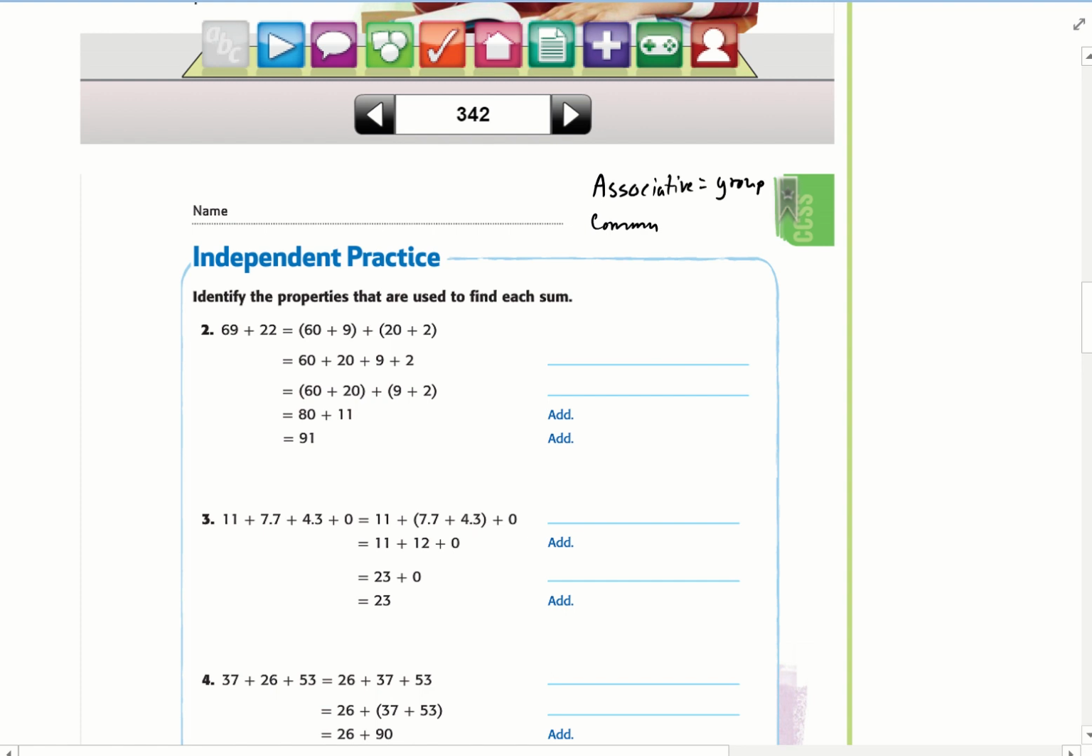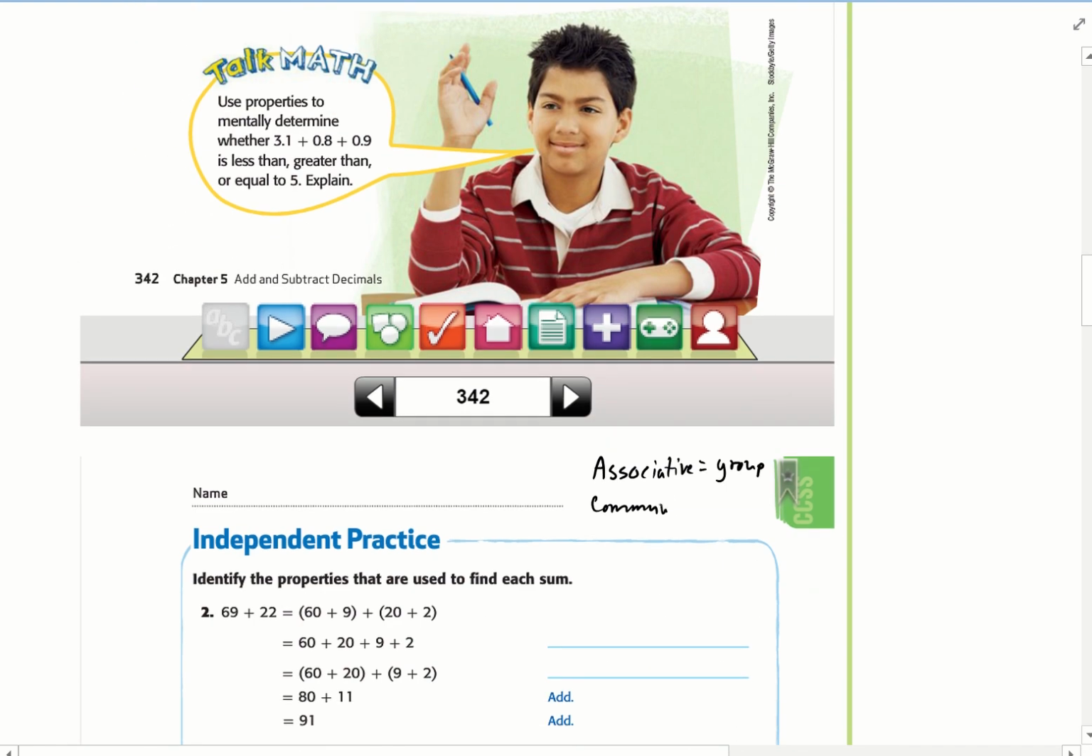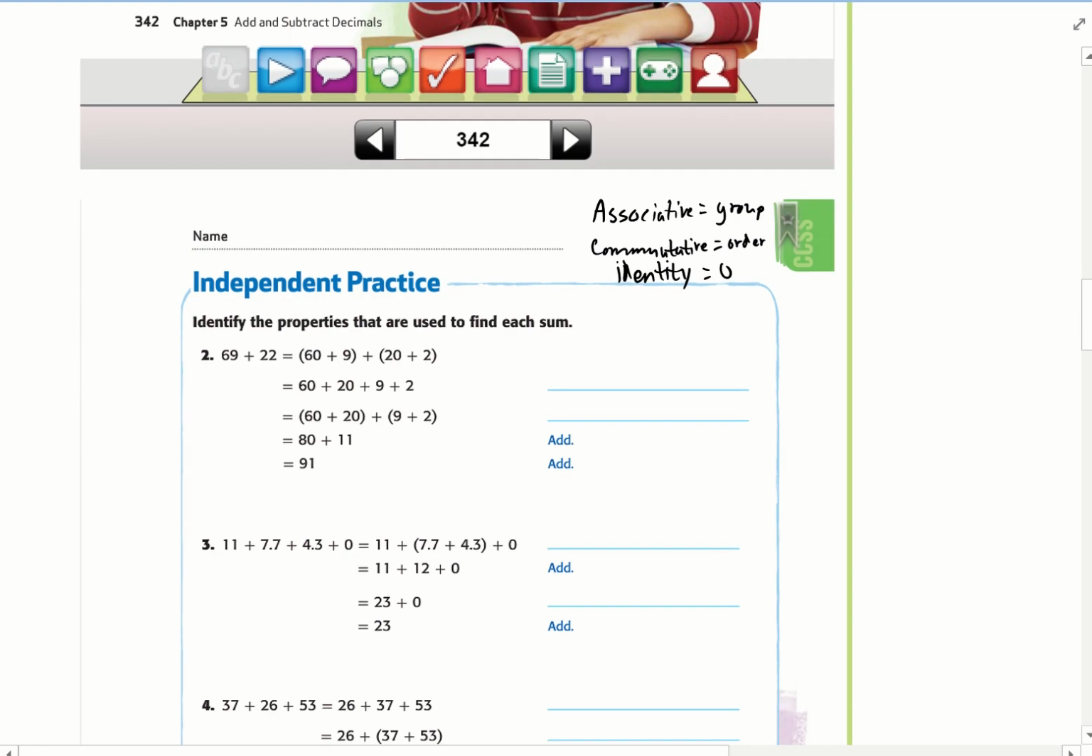Commutative, am I saying that wrong? Commutative is just about the order, and identity is when there's a 0 involved. So that will help you solve the math.